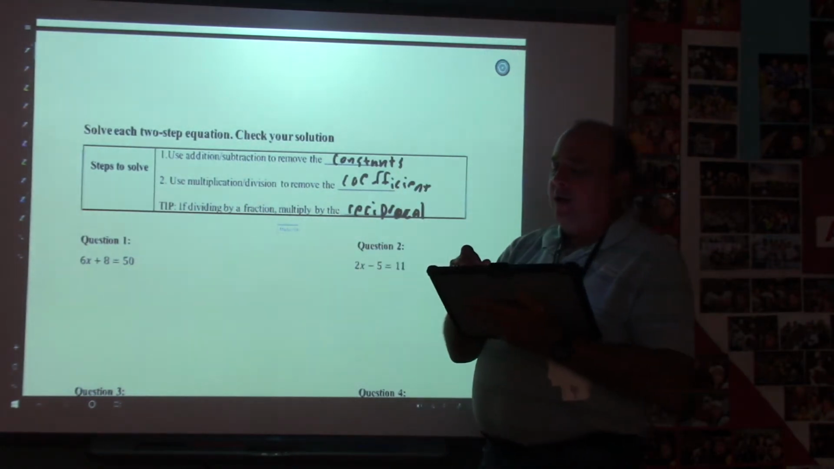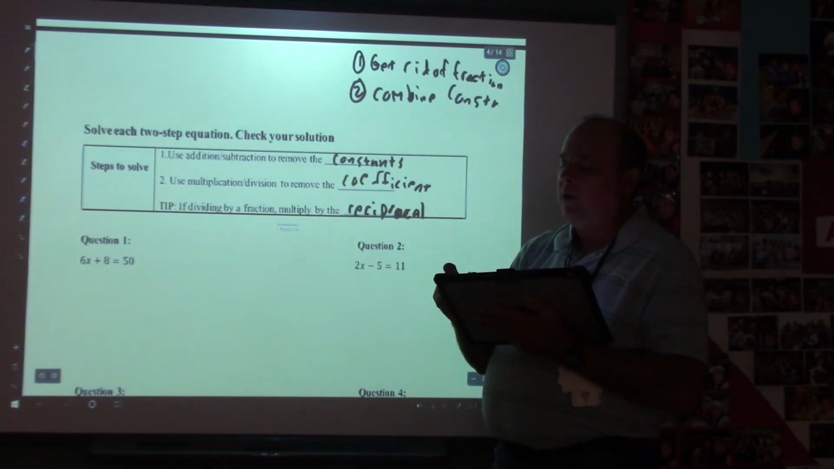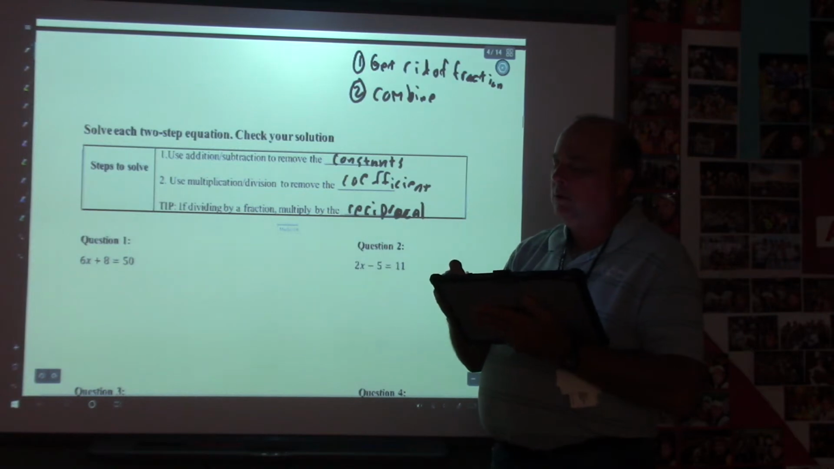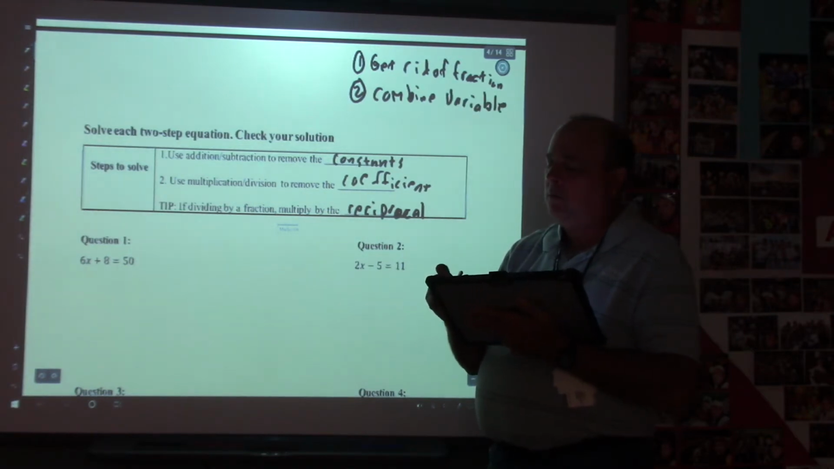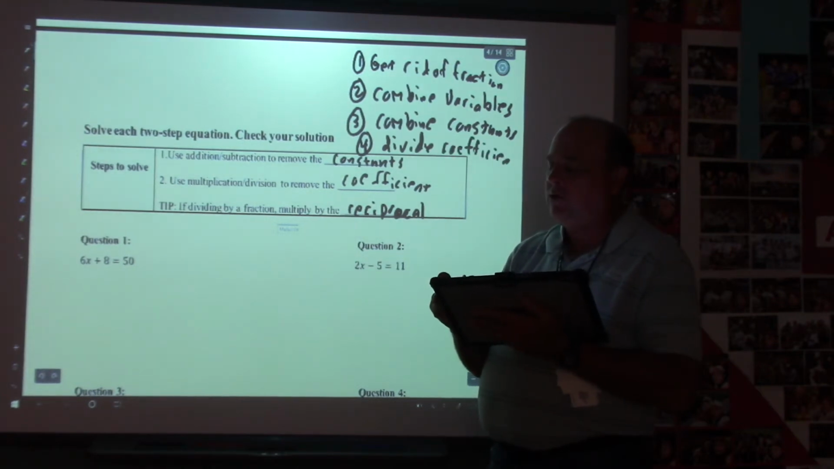Okay, so let's go over here, write down our steps. Step 1, get rid of the fraction. Step 2, combine the variables, I'm sorry, I said constants. Jiminy crickets. Combine the variables. Step 3 is to combine the constants. Then after you do all that, step 4 is to divide the coefficient. Do those steps and you'll solve any equation in Algebra 1.